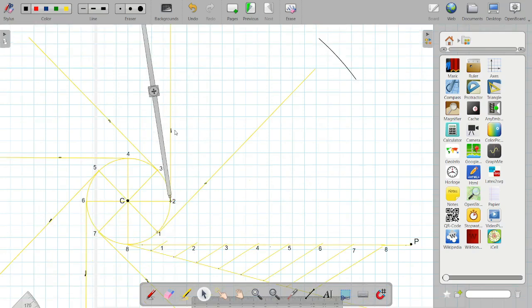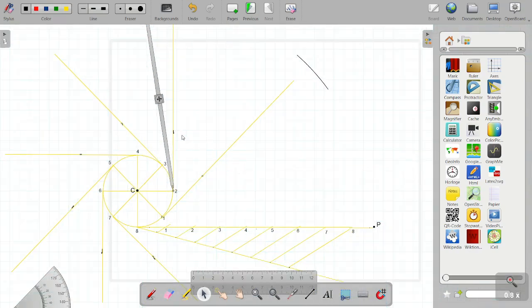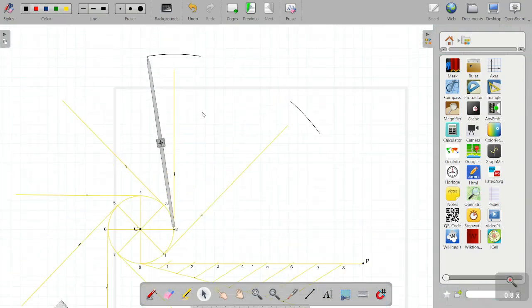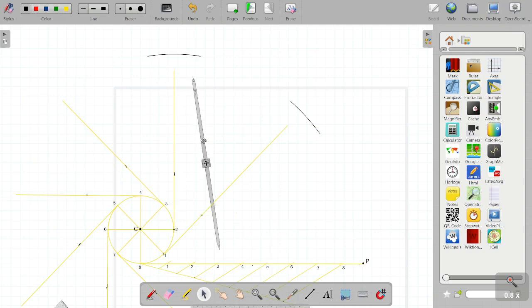And then similarly, we will measure the distance from point 3 to point P, keeping the compass at point 3 on the circle, which will become the center now, and we will make an arc on the tangent of point 3.